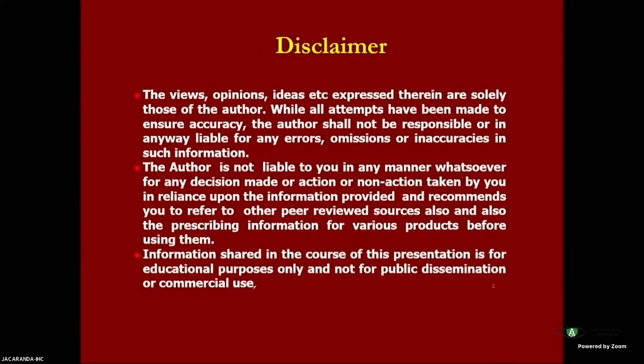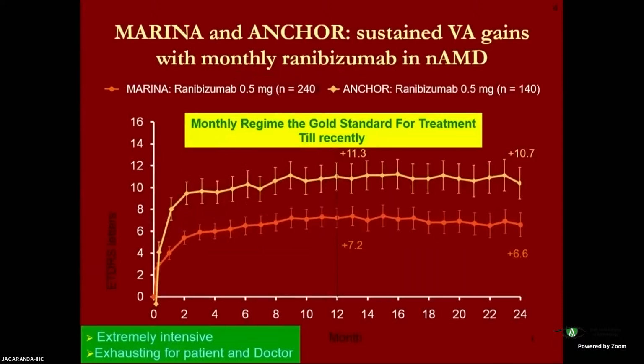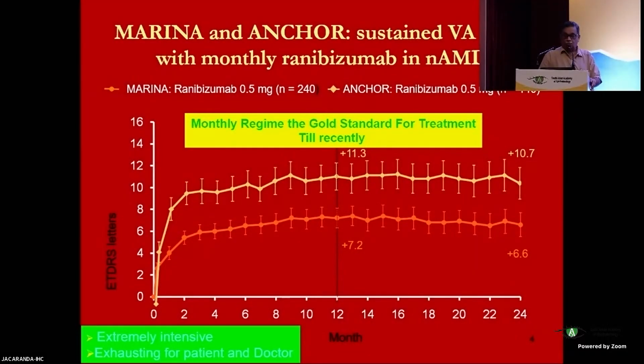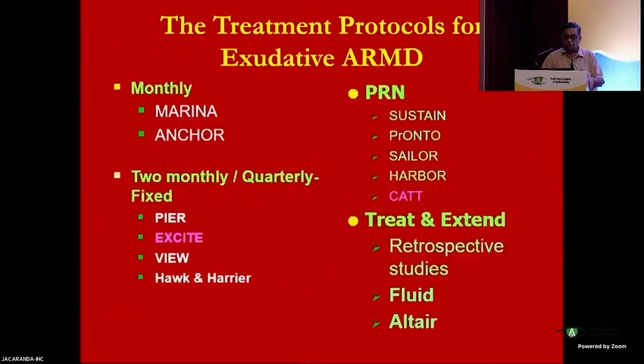This is my disclaimer and the financial disclosure. Now, we all know from Marina and Anchor that you could get sustained visual acuity improvements with monthly ranibizumab. And that was the first time we actually showed some brilliant results in management of age-related macular degeneration. Subsequently, to counter this problem of monthly injections, we've tried PRN, we've tried 2 monthly, quarterly, and treat and extend.